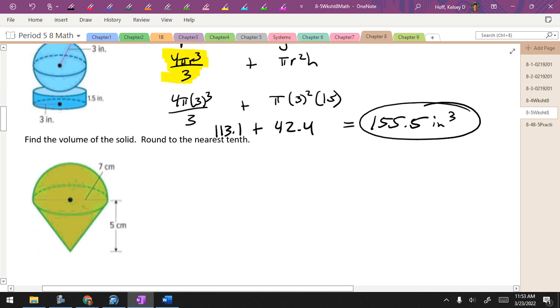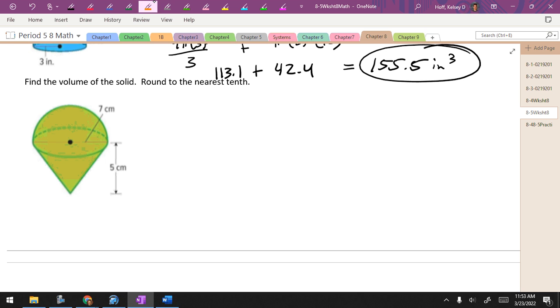How about this bottom one? What shapes do I have here? I have a hemisphere and a cone. Am I adding their volumes together, or am I going to end up subtracting them? Adding them. Very good. All right. Find me the volume of that composite solid.